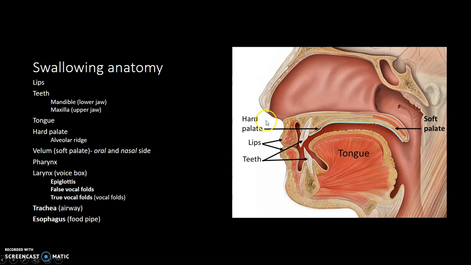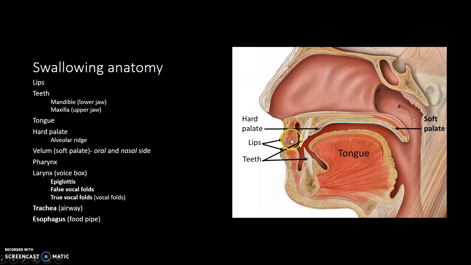So these are our structures that we talked about with articulation. We have the hard palate here at the front. We don't necessarily break it down into the alveolar ridge and the hard palate with swallowing. We really just talk about it as the hard palate, but still know that these are two different structures. We have the soft palate here in the back, and in swallowing we're going to talk about the oral and the nasal side, because the nasal side is going to help keep that food from going through the nose, but the oral side is going to help keep food in our mouth, and once we swallow, it's going to keep that food from coming back into our mouth.